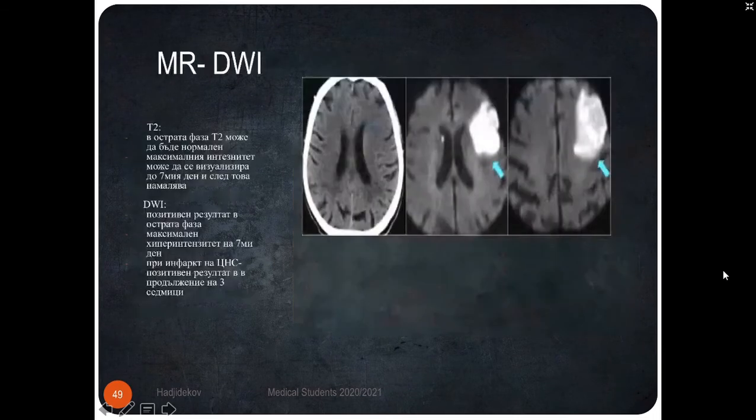Once again, another example on the left side, you can see that the CT does not give us any answer. It looks normal. The first image here is a CT, and on both sides, the right side and the left side, there is no difference. But if you perform diffusion weighted imaging, even in the early phase, in the very beginning of the symptoms, you will observe this hyperintense area, which is in fact affected by the process, by the ischemic stroke.